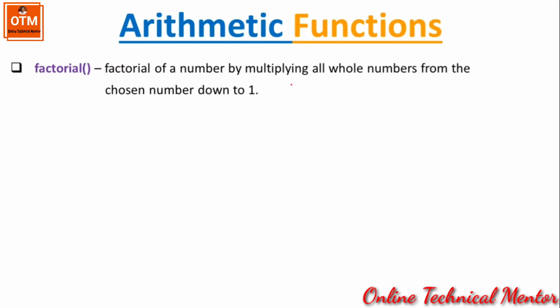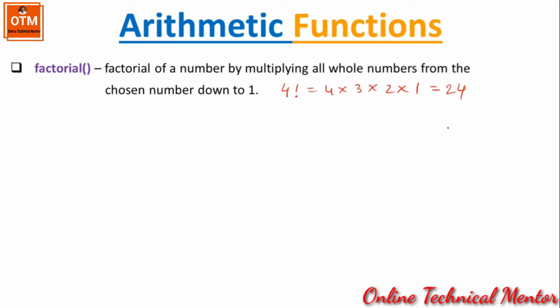That means factorial of 3 can be expressed like this or like this. So it will be 3 multiplied by 2 multiplied by 1. Factorial of 4 is equal to 4 into 3 into 2 into 1, and its value will be 24. So this is how you calculate factorial of any number. It can be done by using the for loop or while loop, which are discussed in later videos. But this factorial can be calculated simply by using this factorial function.